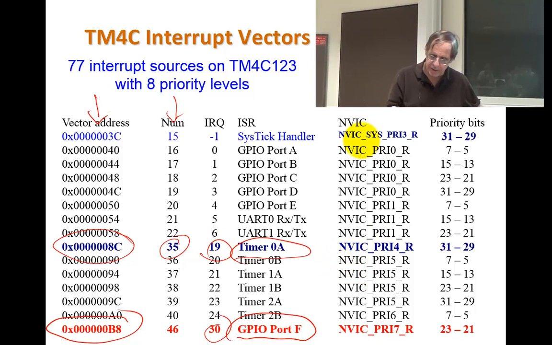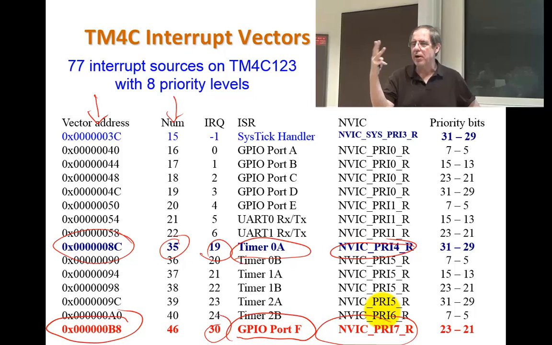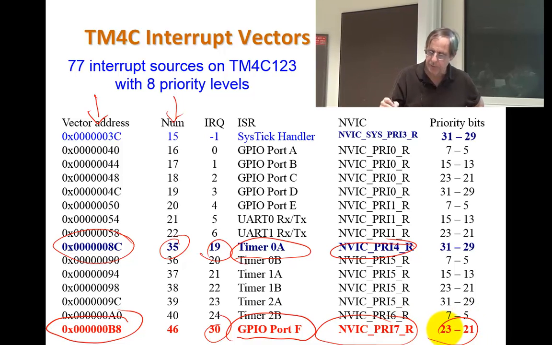There are lots and lots of interrupts. For every interrupt, there is a 3-bit priority register. And so port F, you can see, is in priority 7 register, bits 23 through 21. The timer 0A is in the timer priority 4 register, bits 31 through 29. And again, 0 is the highest priority, 7 is the lowest priority. Any questions on this table? You're going to need to access this table when you want to switch from port F to port E. You're going to have to see this table so you know where to find its priorities.